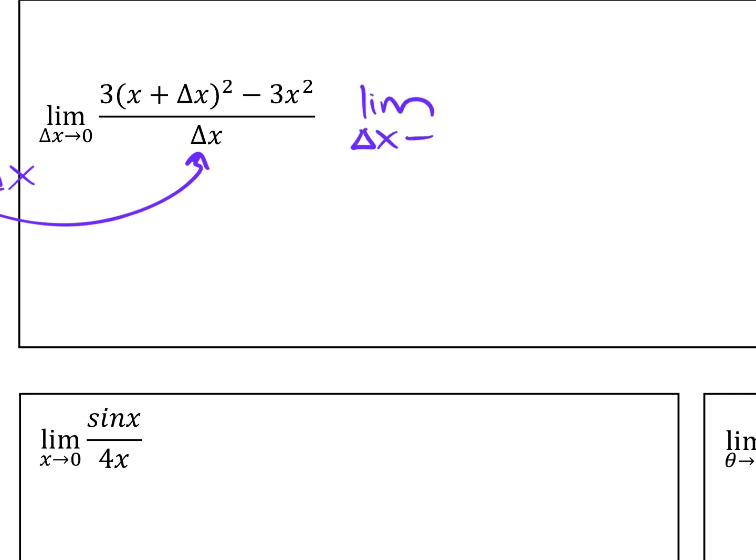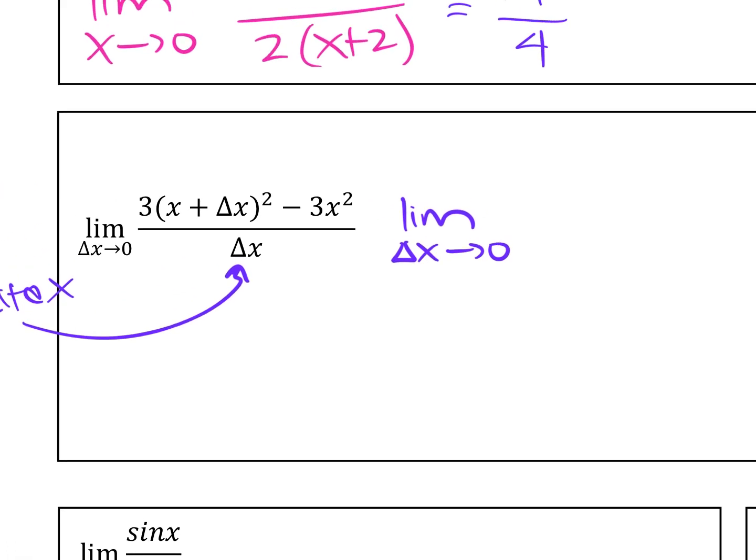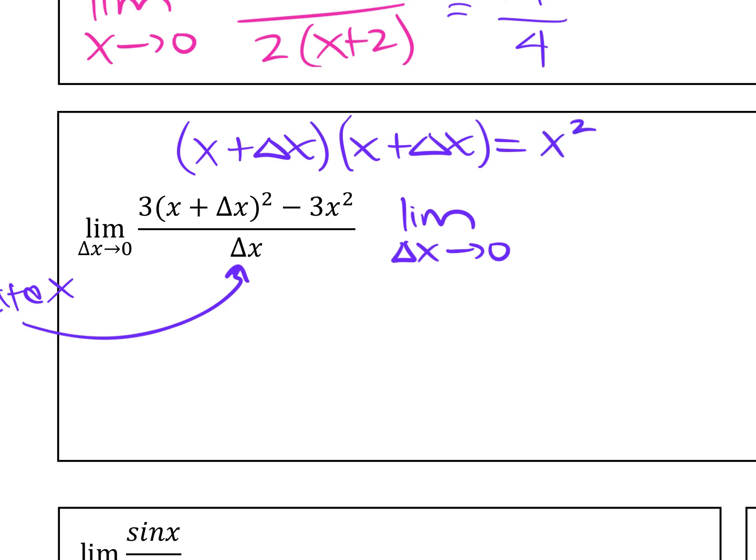I could take out the 3. I don't want to do that first, though. Would you FOIL it? I would FOIL it. So let's talk about what it would look like to FOIL x plus delta x times x plus delta x. What is x times x? X squared. Now, keeping in mind that x and delta x are two completely separate variables, what are the outer and inner terms going to make when you multiply them and put them together?